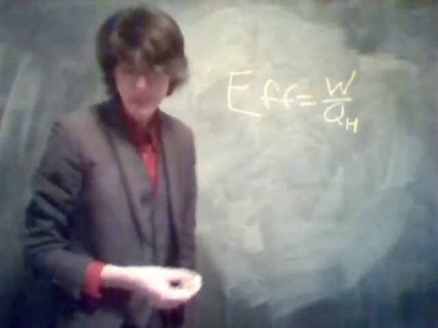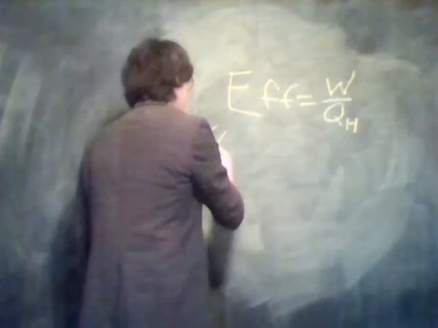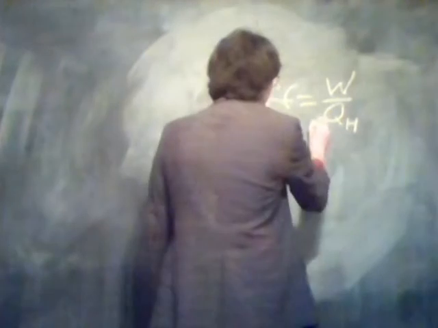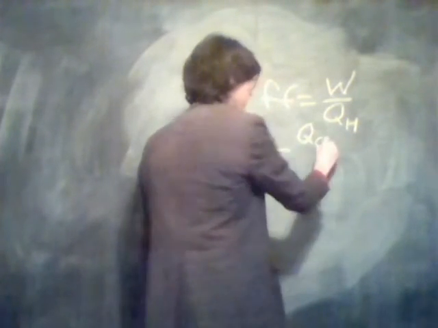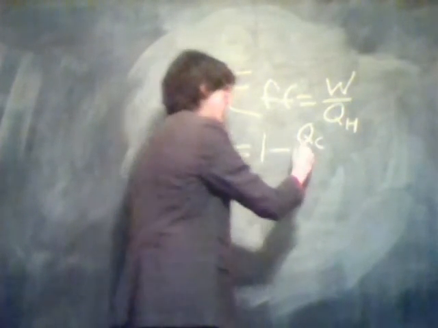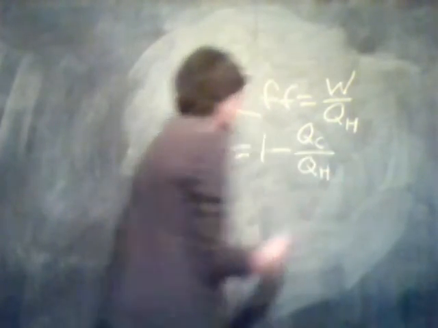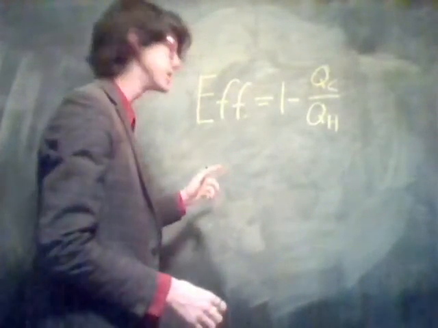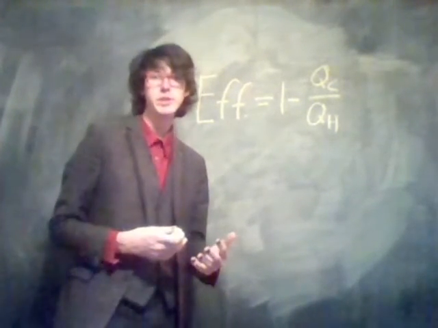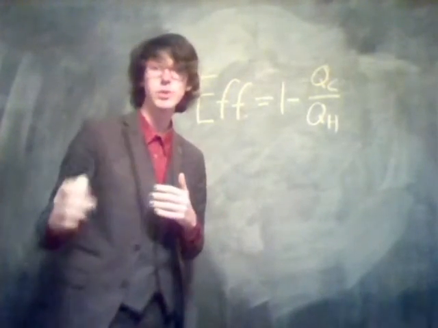Therefore, I'm skipping a step here, we can say that the efficiency is equal to 1 minus QC, the heat transfer into the cold reservoir, divided by the heat transfer from the hot reservoir. Now, efficiency is measured in percentage. So it's the percentage of the heat energy that is transferred into work.